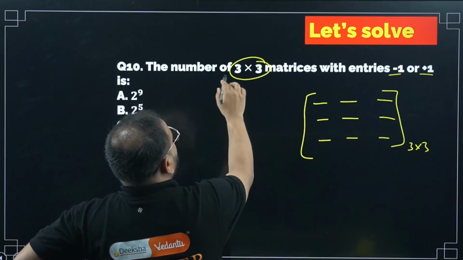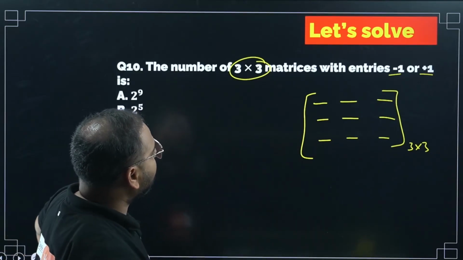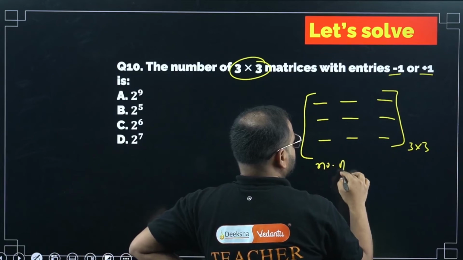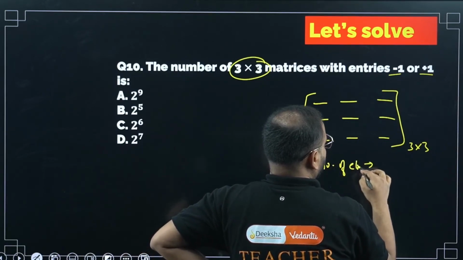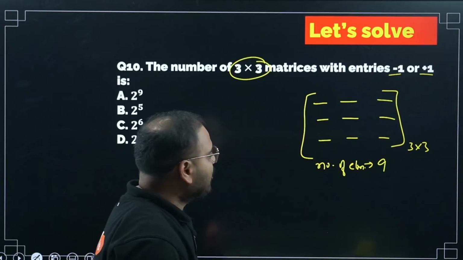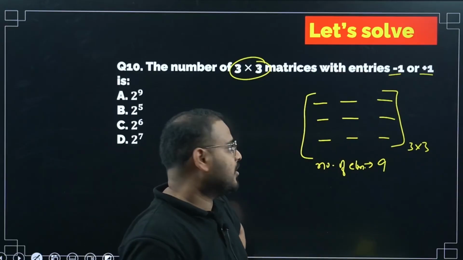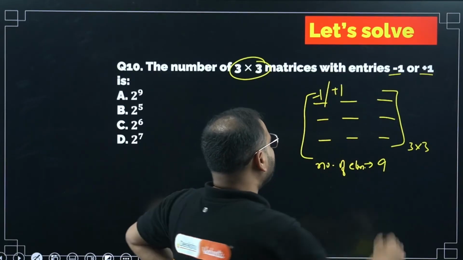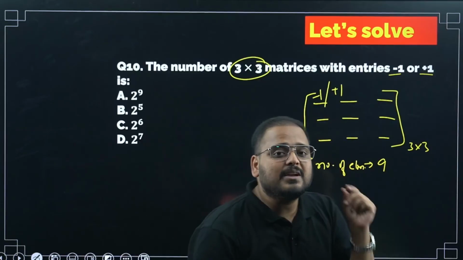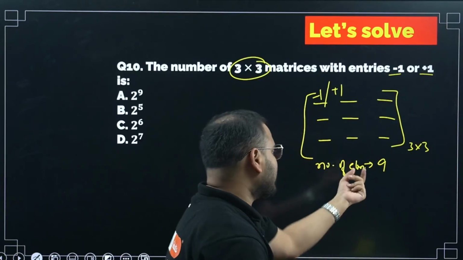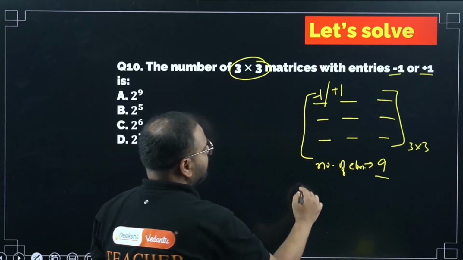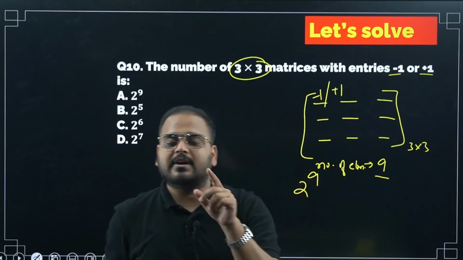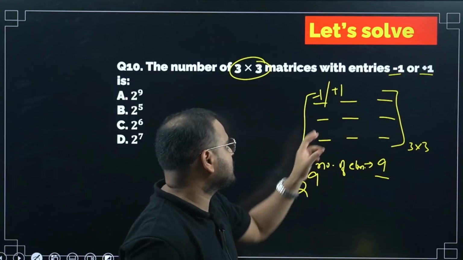They are asking how many such matrices we can get. So basically, how many elements are there? Total number of elements is 9, right? Now each element can have how many options? Either it can take minus 1 or it can take plus 1. Every element can choose minus 1 or plus 1. So each element has 2 options, and the total is 9. So I will get 2 power 9. Correct? Each element has 2 options.